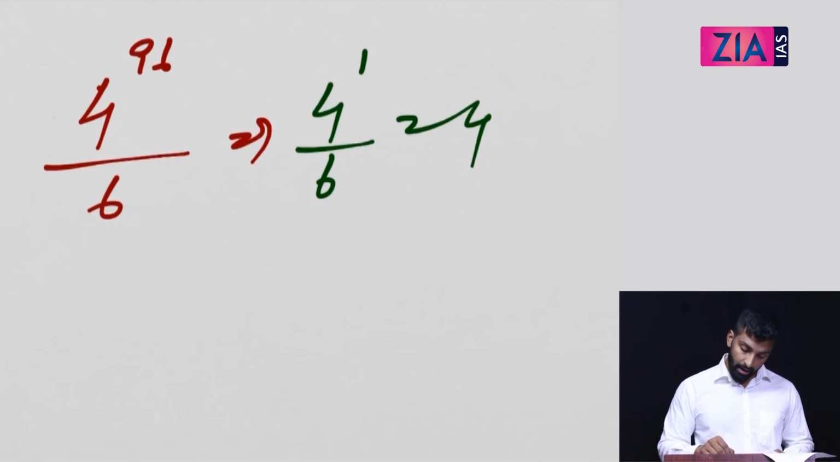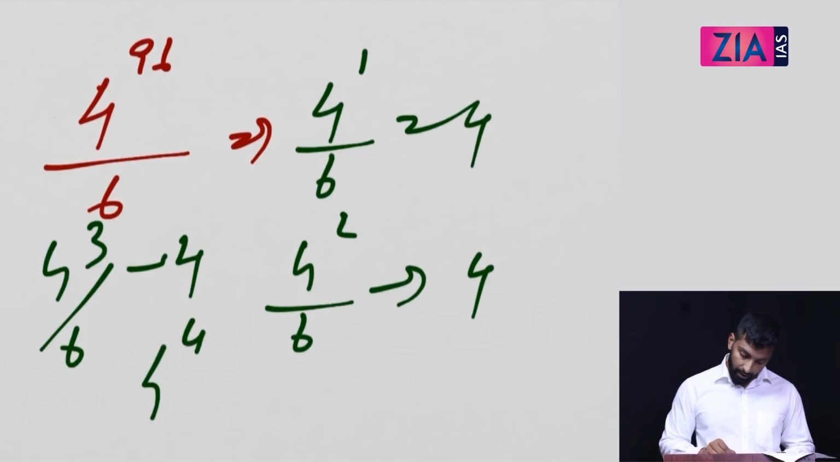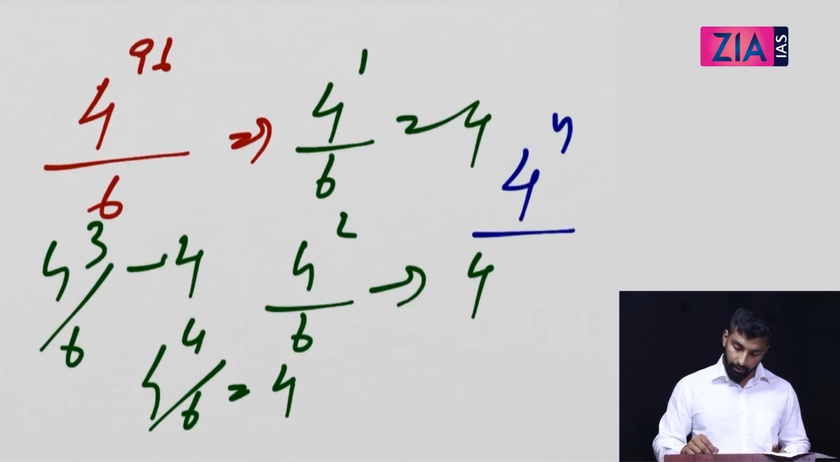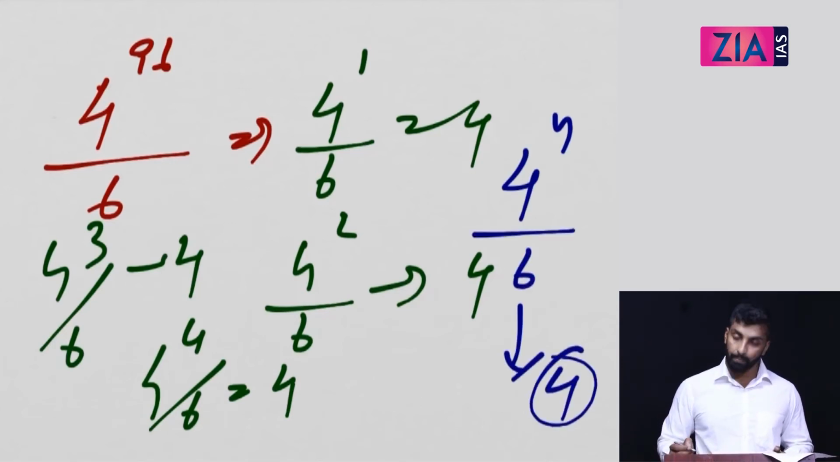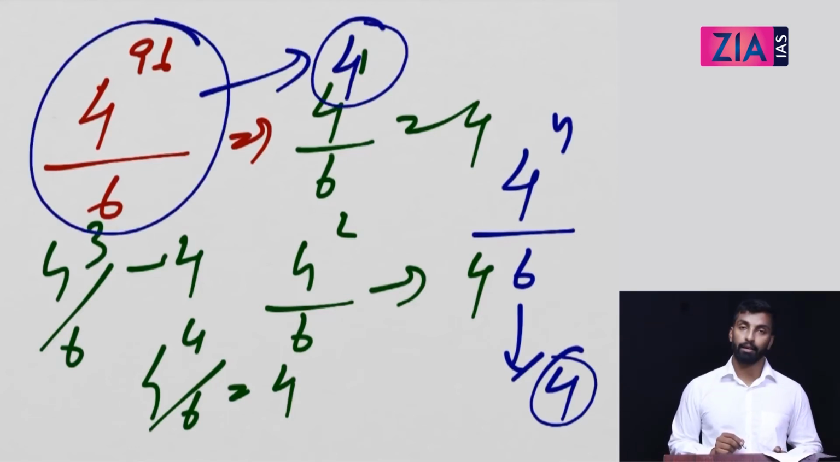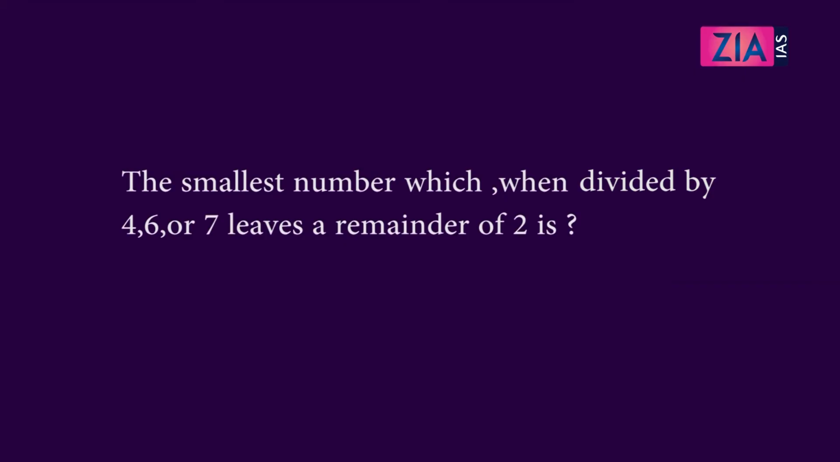You get 4, right? 4 square divided by 6, again you get 4. 4 cube divided by 6, you get 4. 4 raised to 4 divided by 6, again you get 4. So basically, 4 raised to any power divided by 6, you get remainder 4. So here 4 raised to 96 divided by 6, the remainder is 4 only. You can generalize it: 4 raised to any power divided by 6 leaves remainder 4.